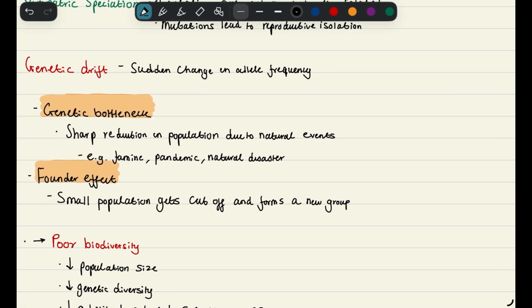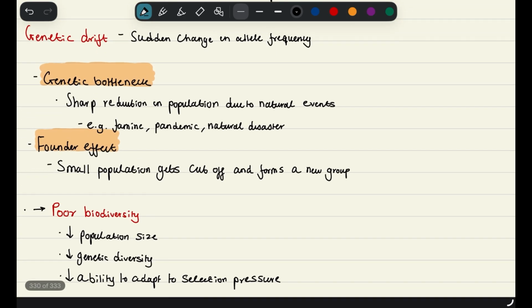Very important, and this is the last bit for this one, I promise, but we need to talk about genetic drift. So genetic drift is defined as a sudden change in allele frequency, and it normally happens for these two reasons that we talk about.